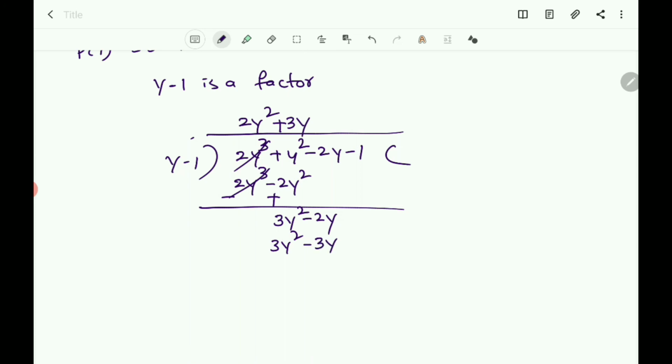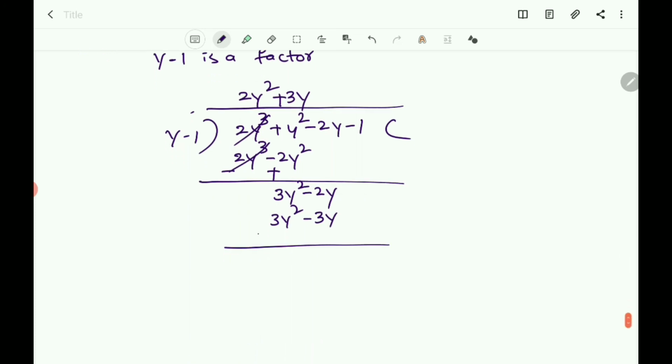Change the sign, that becomes minus plus. So minus 3y square plus 3y square cancels. Then minus 2y plus 3y. Minus 2 plus 3 is 1, that is 3 minus 2. So it is 1y. And you take minus 1 below. Again here y into 1 is 1y. Minus 1 into 1 is minus 1.